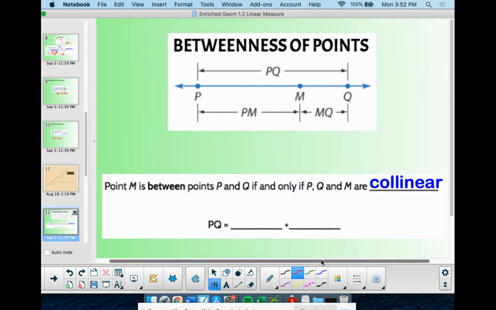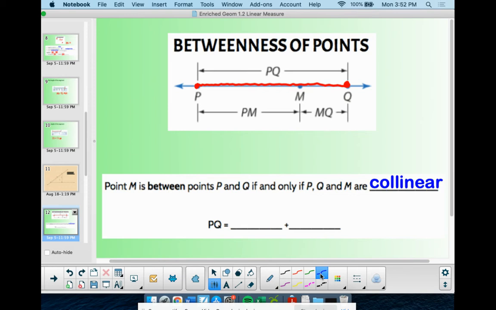Point N is between points P and Q if and only if P, Q, and N are collinear. And this will be really helpful. We'll use this a lot in these first 2 chapters. Because now, since we know this, we can break apart segment PQ. Can we agree that we have this huge segment PQ, and now I can split it into its pieces, its parts.